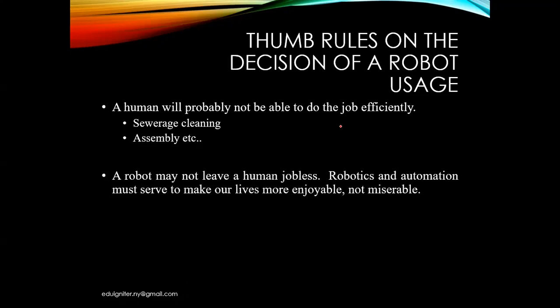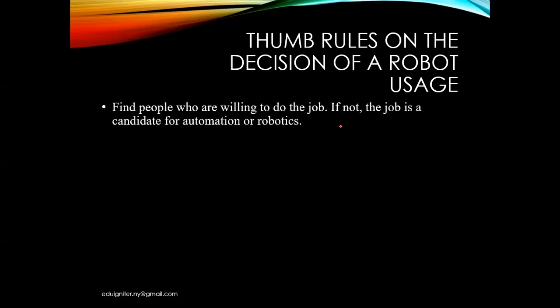The second rule is that a robot may not leave a human jobless. Robotics and automation must serve to make our lives more enjoyable, not miserable. The exoskeleton and bomb diffusion robots are examples that help humans do the job more efficiently and effectively.